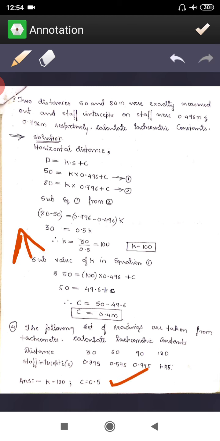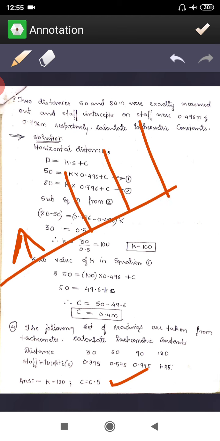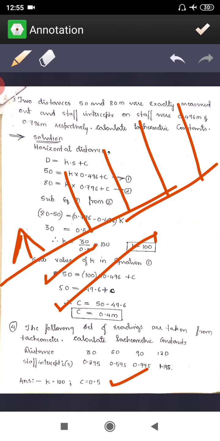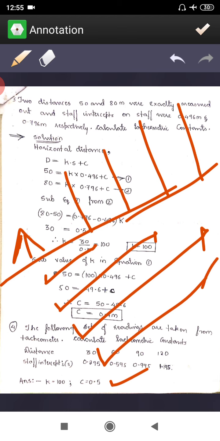You can keep the instrument at a station A, and you can have several points with respect to different distances. So first is 30 meter distance, second is 60-meter distance, then you will be having a 90-meter distance, then a 120-meter distance. So based on this, D is equal to 30, K you don't know. You can take intercept as 0.295 plus C, that also you don't know. You can compare all the equations with each other, and you can get K and C value.